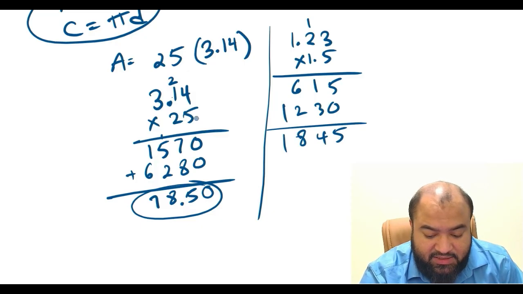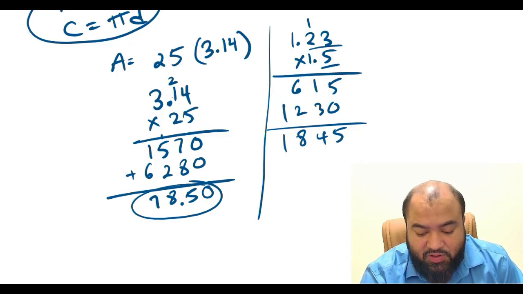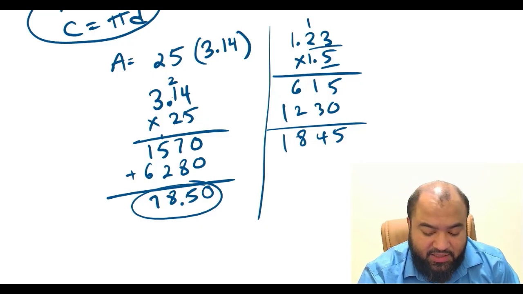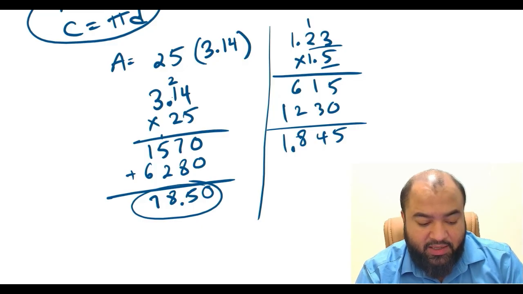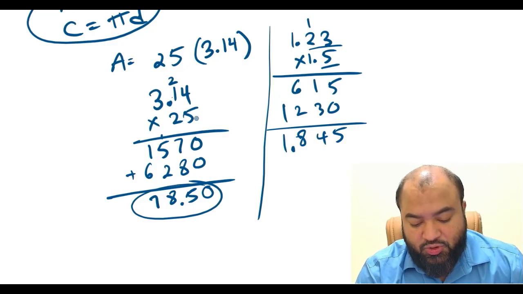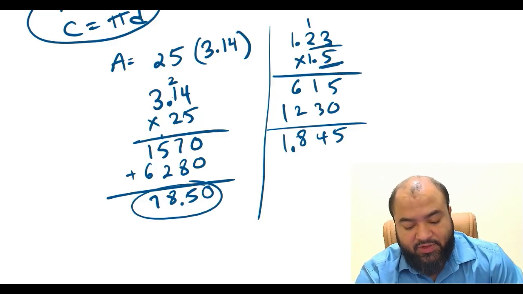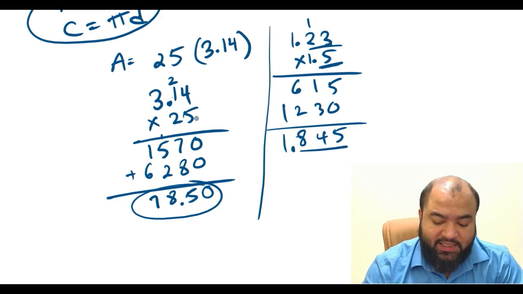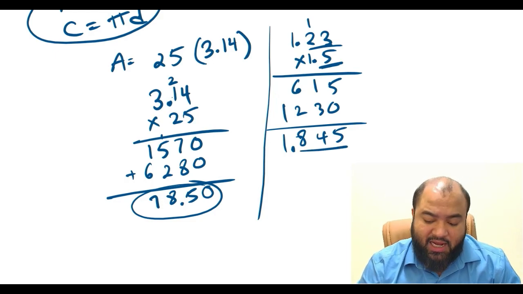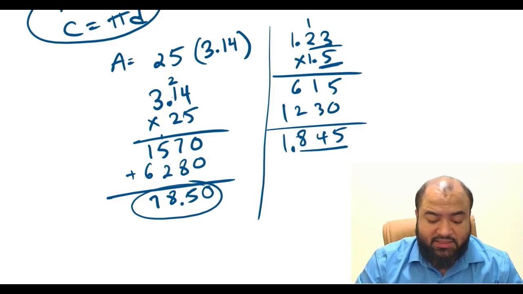After this decimal there are 2 digits, and after this one, 1. So total 3 digits after the decimal. I'm going to place it right here. So 2 digits after this decimal, and 1 digit after this decimal, total 3 digits after the decimal. That is how we multiply decimal numbers.